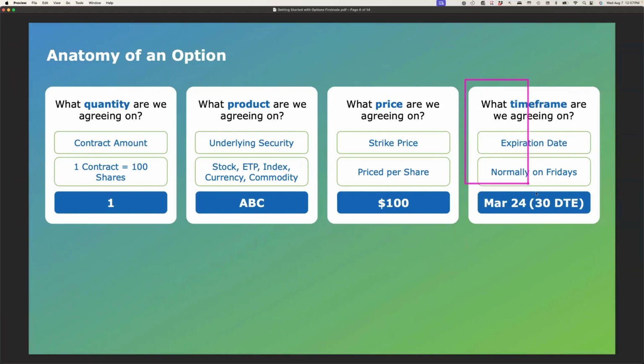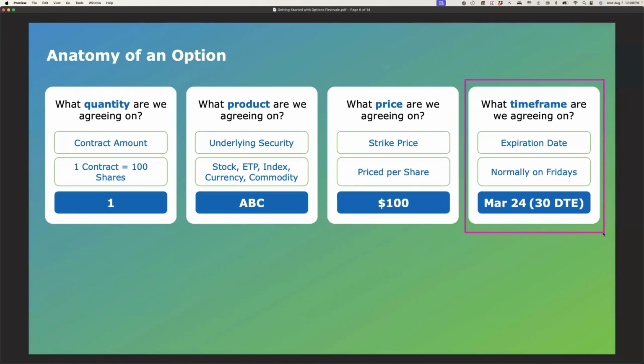And then lastly, the fourth term of the contract is an expiration date. The date at which the contract ceases to exist. So effectively, once you buy or sell an option contract, that contract is valid until the expiration date, until, generally speaking, the close of business of that expiration date. So if we're looking at September 20th, then effectively that contract is good until the close on September 20th.